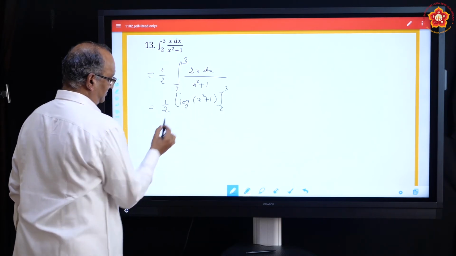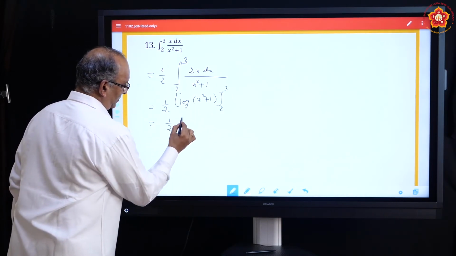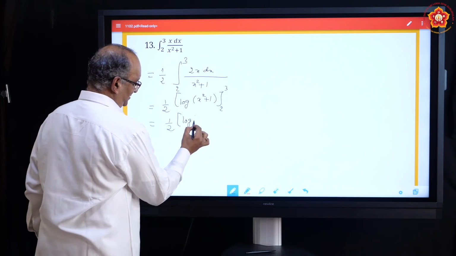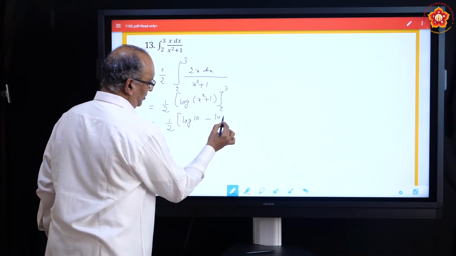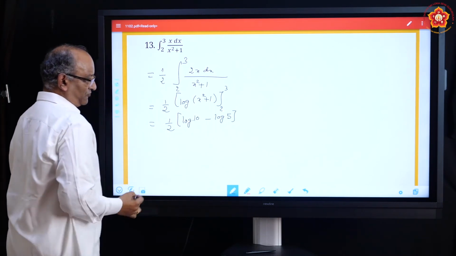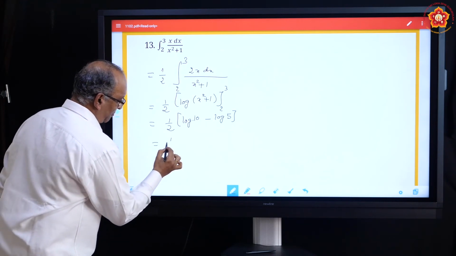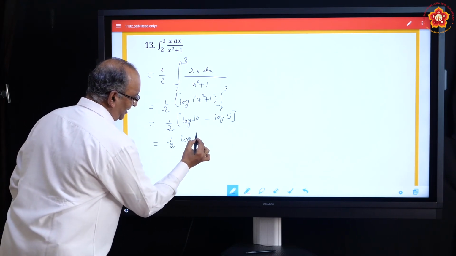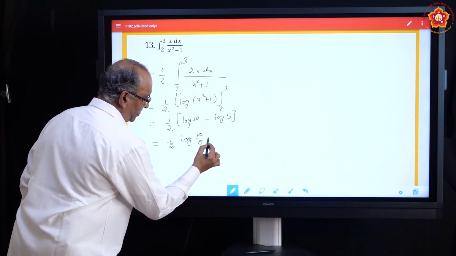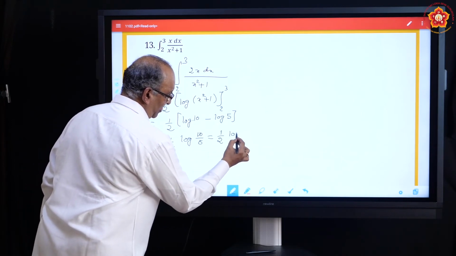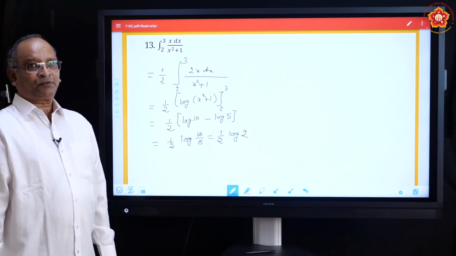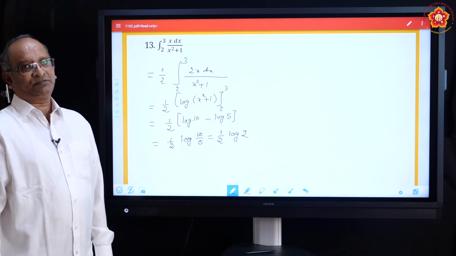So substitute the limits. It is 1 by 2 log, substitute upper limit, 3 square, 9 plus 1, 10. So log 10 minus log 2 square, 4 plus 1, 5. Log 10 minus log 5. It will become log 10 by 5. What is 10 by 5? 2. So this is the answer. So this is how we solve the problems. So let us take up the next problem.